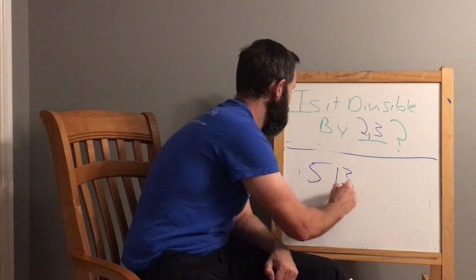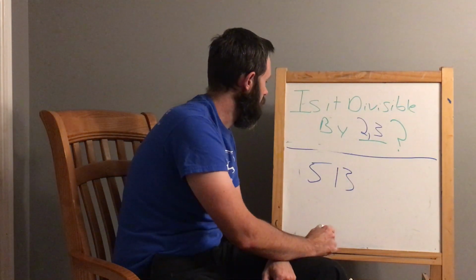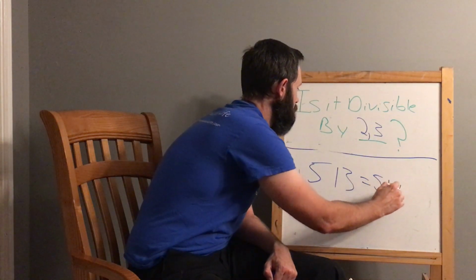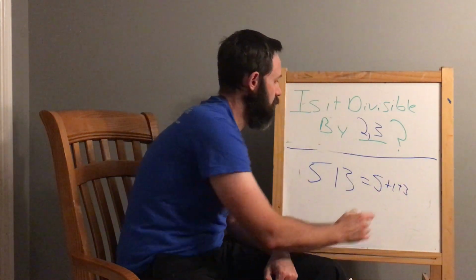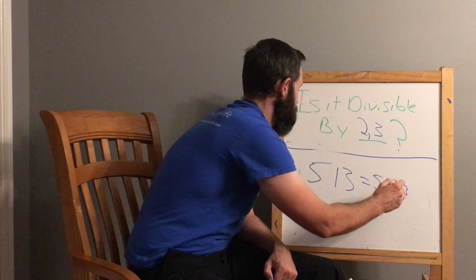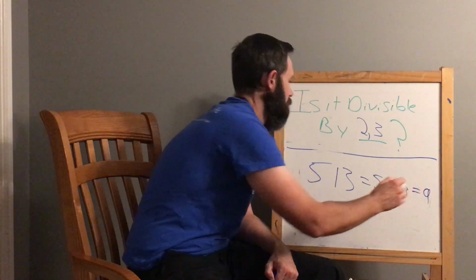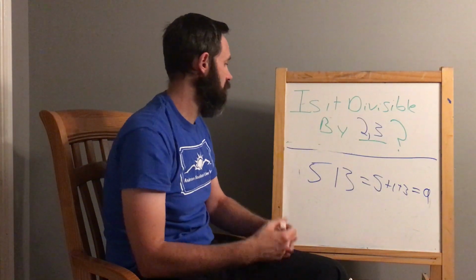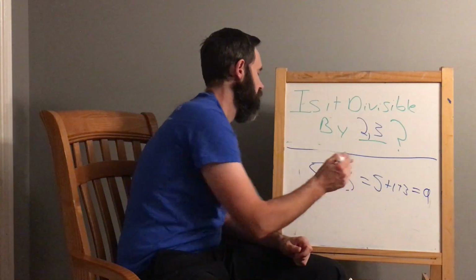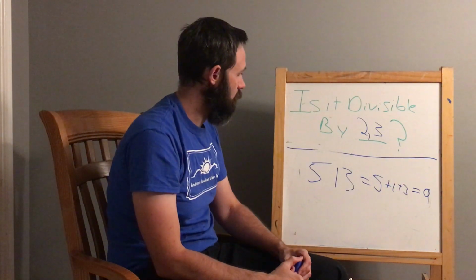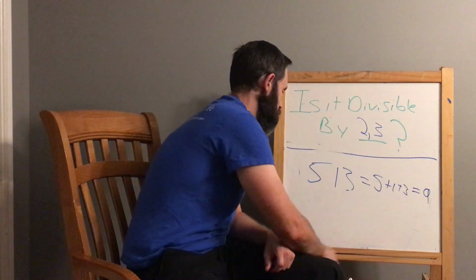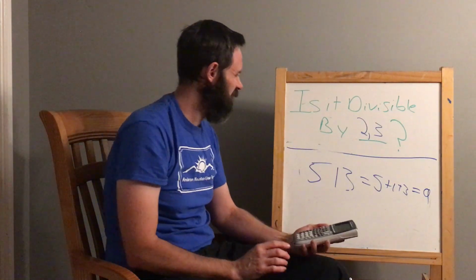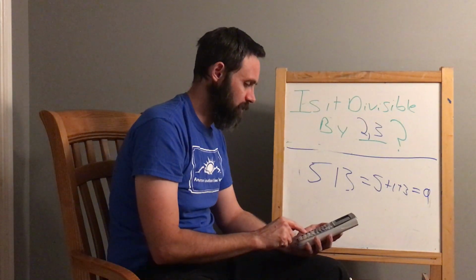I'll do 513. So 5 plus 1 plus 3. So we've got what, 6 and 3 are 9, right? 5 plus 1 and 3. And so you're looking at it and saying, well, hey, I know it's not an even number. And so now I want to see, is 513 one of those weird prime numbers? It's not looking quite right. Let's see what's going on with it.